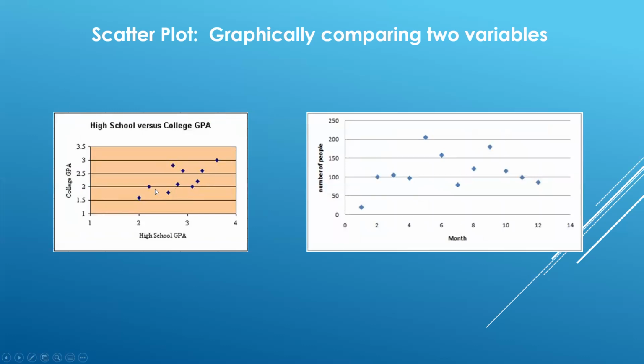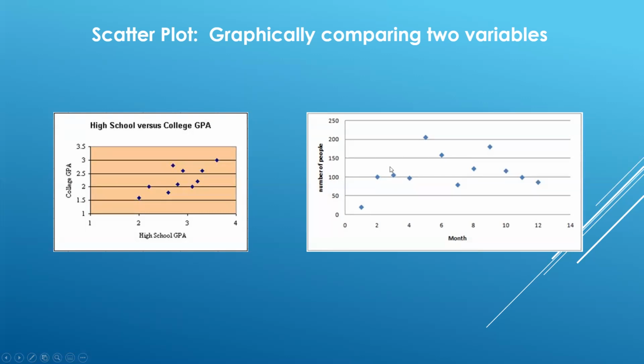Then you look at things like this and you can see, well, there's kind of a positive trend, right? As high school GPA goes up, looks like college GPA goes up. But you can also see these things are pretty spread out. They're not tightly woven along a straight line. So you could say that the correlation between these two things is even weaker than what we saw before.